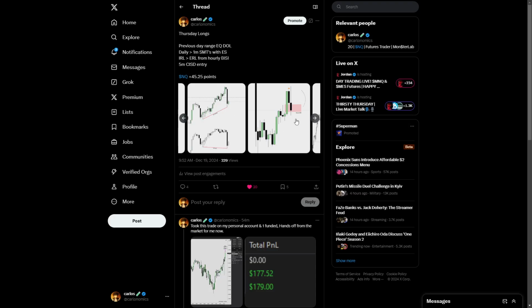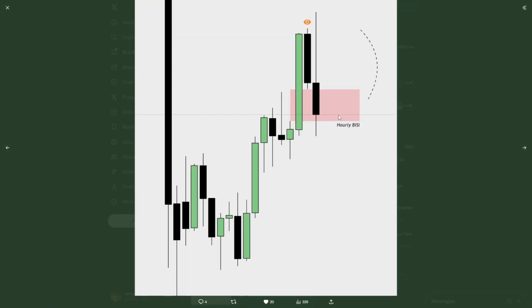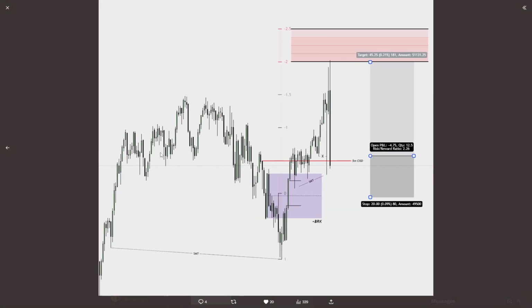So after that hourly BISI, I wanted to look for confirmation within that PD array to go long. So what do I want to look for in an hourly BISI? I want to look for either a 5-minute inversion or a 5-minute change state delivery. So from this hourly BISI, you can see how price was just accumulating. Then we manipulate it into the hourly BISI.